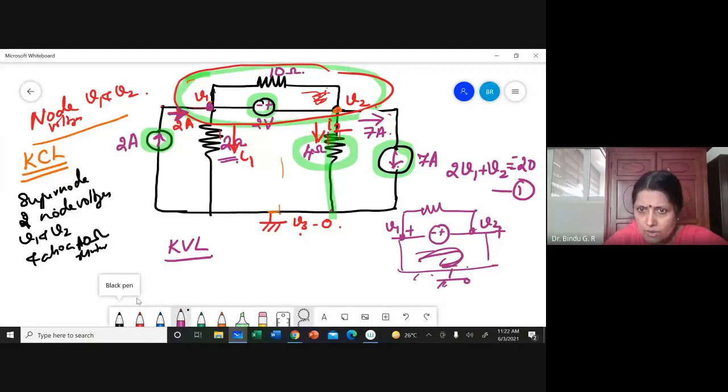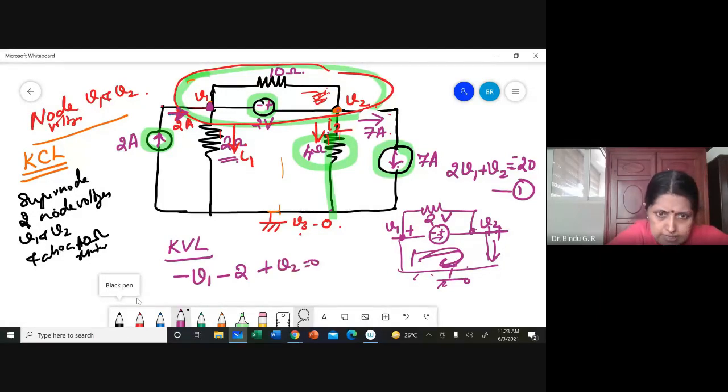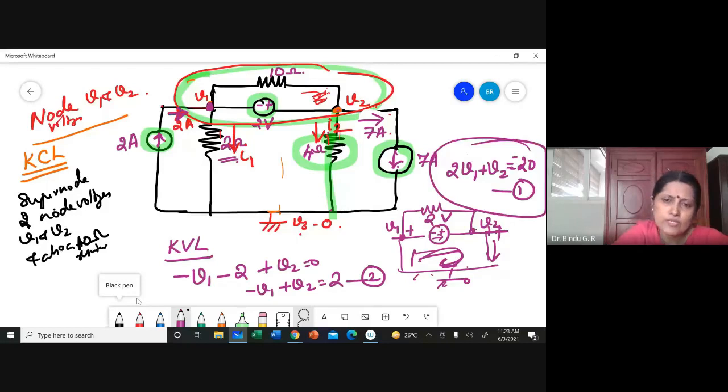Let me take it in the clockwise direction. If I am taking V1, I am going for a voltage rise, so it is minus V1. Here again, it is a voltage rise, so minus 2. Here I am going from plus to 0, so it is plus V2 equal to 0, which I'll get as minus V1 plus V2 is equal to 2. Equation number 2. Now I have 2 equations, equation 1 and equation 2. Now it is very easy for you to find out V1 and V2.